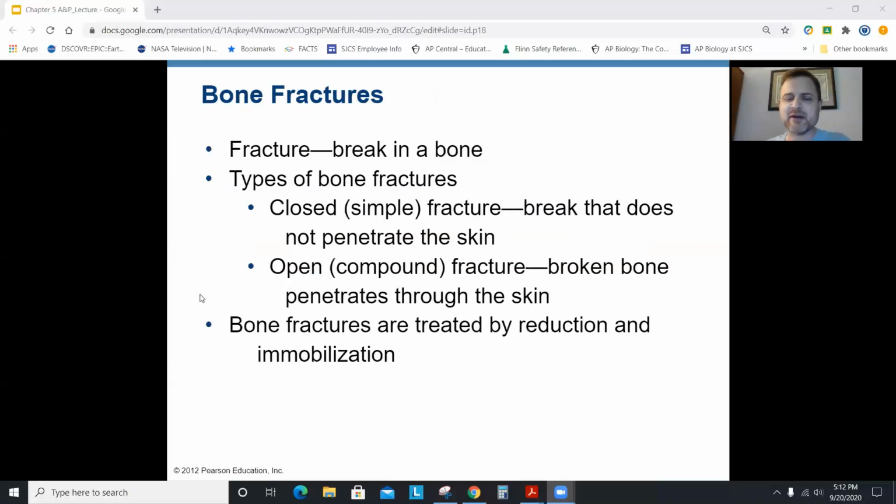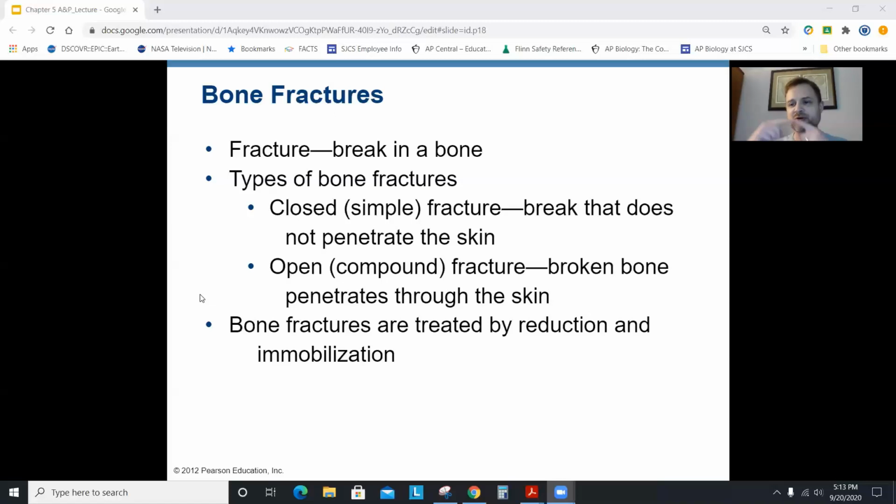So let's wrap it up here. So bone fracture, so a fracture just means a break in the bone. A closed or simple fracture is the break of a bone where the bone does not go through the skin. An open or compound fracture is a fracture where the bone sticks out through the skin. Oftentimes you can just treat broken bones with reduction and immobilization.